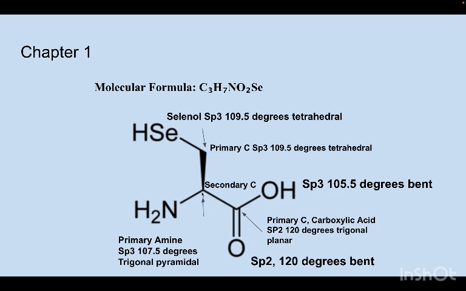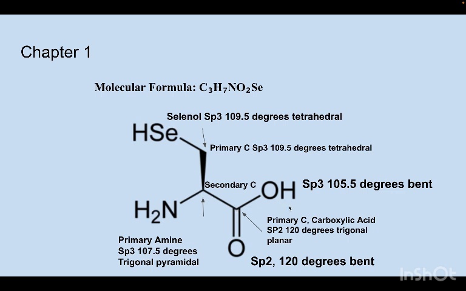Then we have sp3, 107.5 degrees, and trigonal pyramidal. The reason why it's not 109.5 is because it has a lone pair. And whenever you have a lone pair on an atom, you must take away two degrees. So this lone pair made it have 107.5. This other carbon right here is a primary carbon because it's connected to one carbon, the chiral carbon.